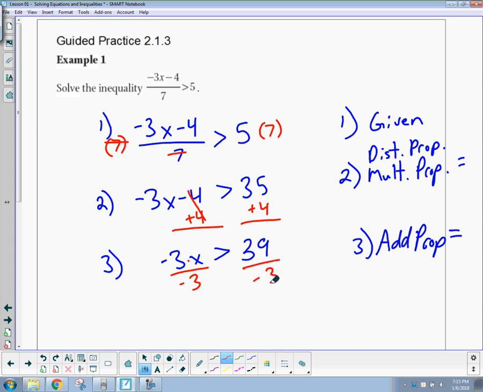Okay, negative 3 is going to cancel. So my fourth line will be x. The fact that I divided by a negative means the sign needs to flip. So 39 divided by negative 3 will be negative 13. And again, that step was the division property.